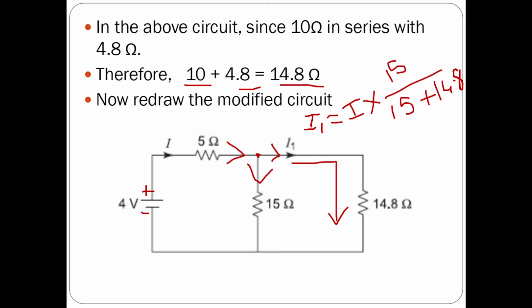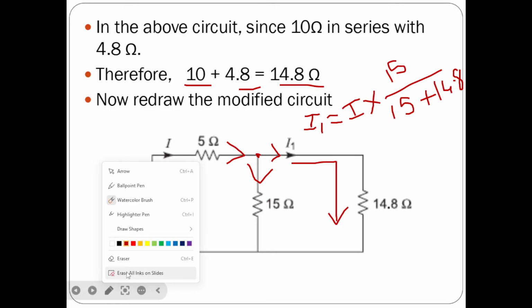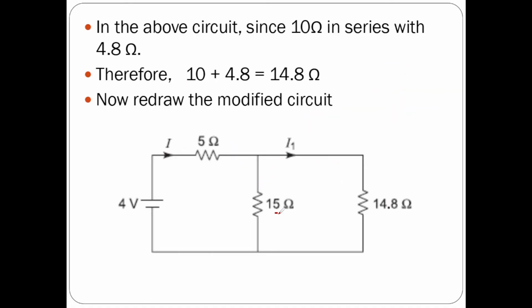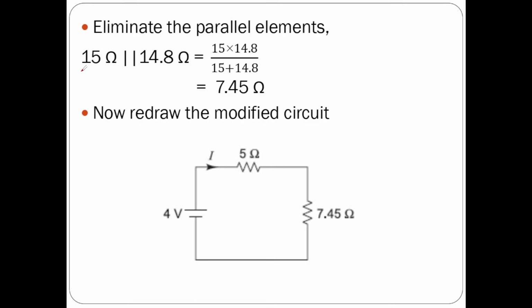Let us determine the I value. In order to determine I, we see that 15 and 14.8 are both in parallel. So now let us eliminate this parallel path. The equivalent of these two is 15 into 14.8 by 15 plus 14.8. If you simplify, you will get 7.45 ohms.